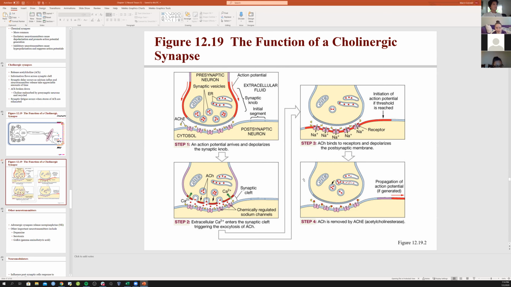Whenever the calcium fuses into these receptors, these are acetylcholinergic. These acetylcholine receptors are sodium channels. So whenever acetylcholine binds, they open and they allow sodium to rush into the cell. What is that going to do? It's going to make the postsynaptic neuron more positive. So this postsynaptic neuron becomes more positive. It might fire an action potential.